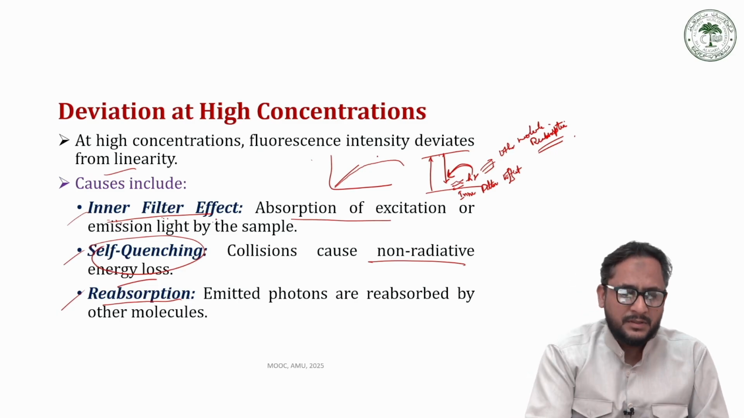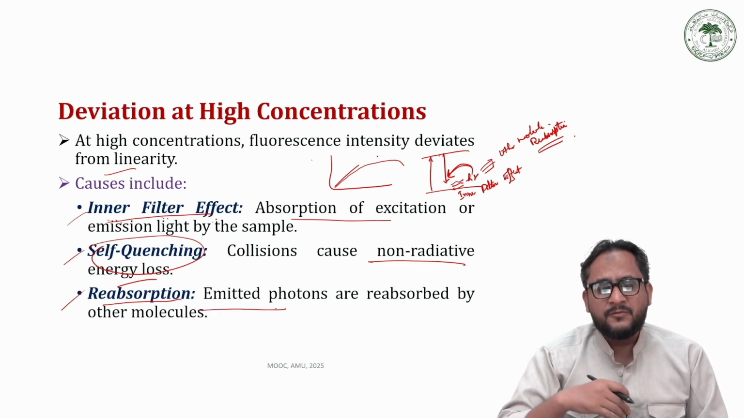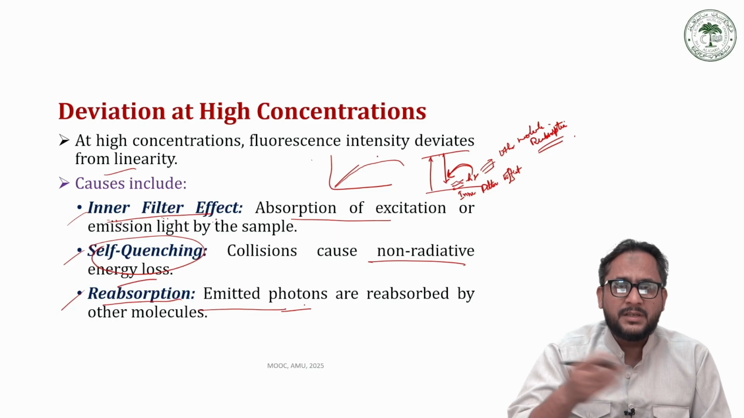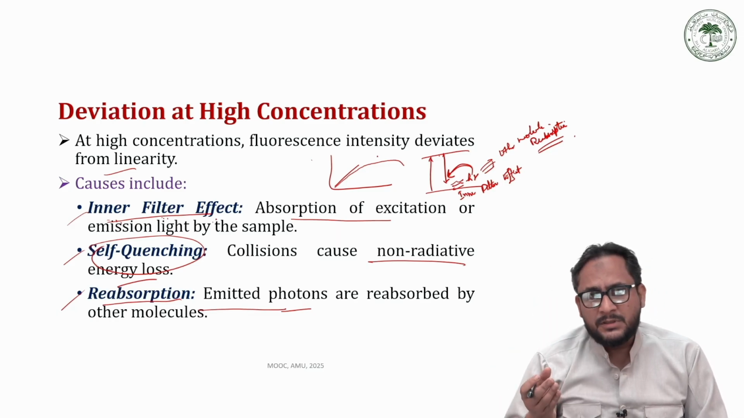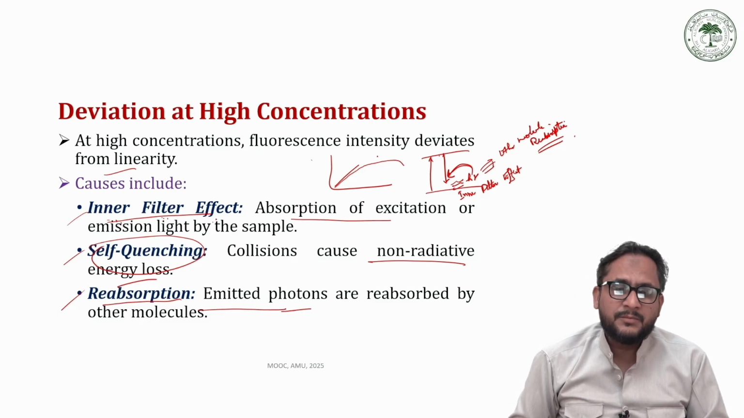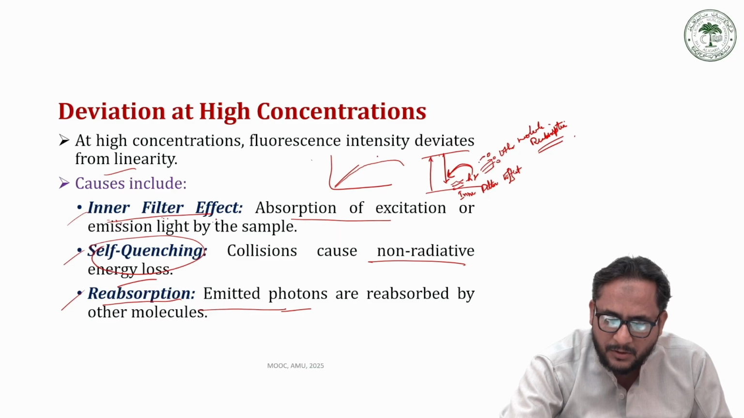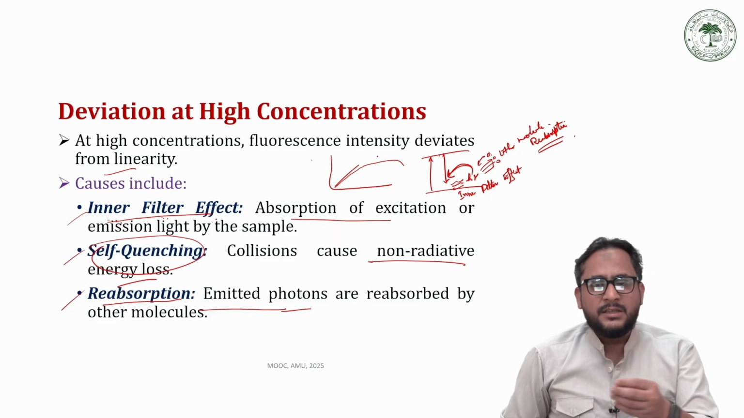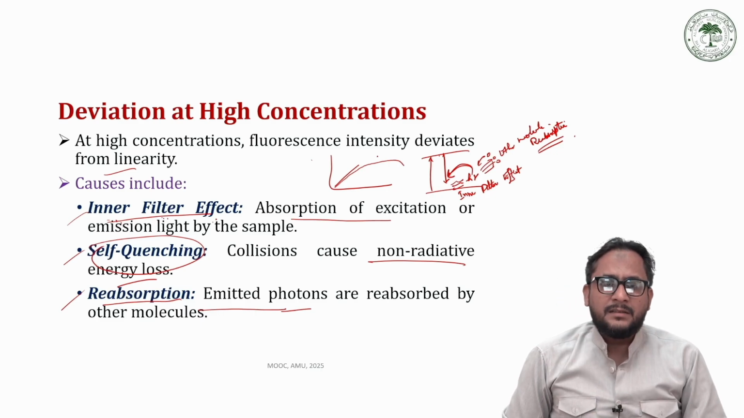And the third type is reabsorption, which means when photons of light are emitted, when electrons come back from the excited state to the ground state, those emitted photons of visible light are absorbed by other molecules present in the sample. These molecules absorb the light radiation, and in this way the fluorescence intensity decreases, and this is the third reason due to which deviations at high concentration are observed.